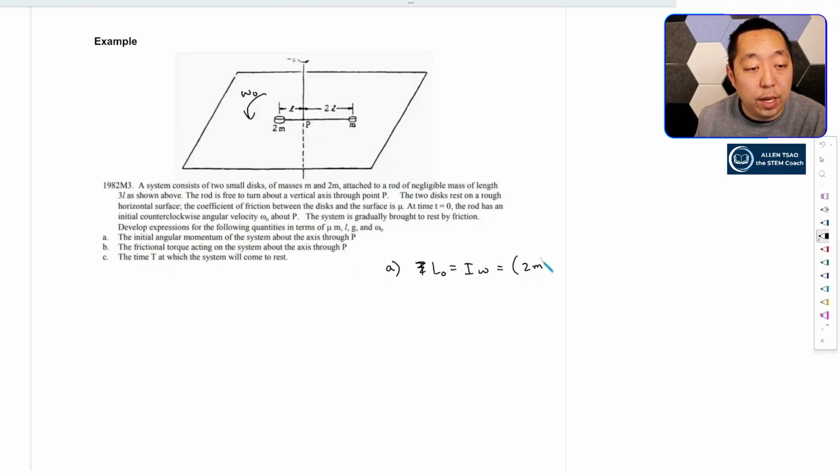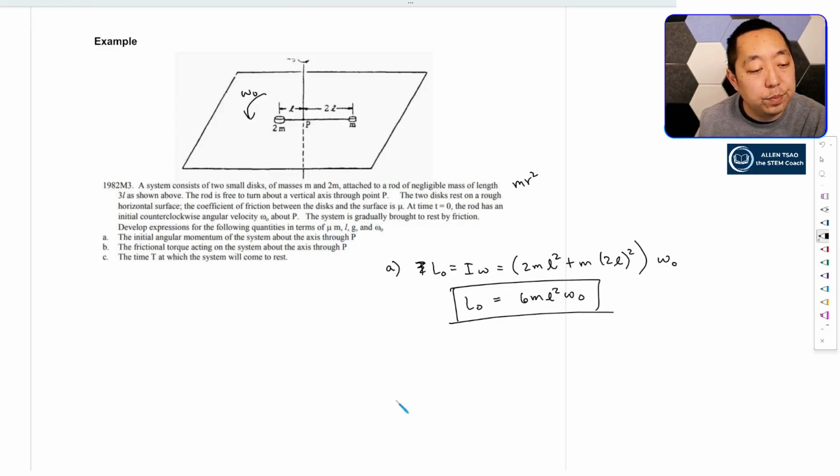It's going to be 2m times r squared, which is L squared, plus this guy m, he's located at 2L squared away. So we're doing mr squared for the rotational inertia, times the angular velocity that is going right now here. This is 4 plus 2. It's going to be 6ml squared omega naught. So that's going to be the initial angular momentum of the system.